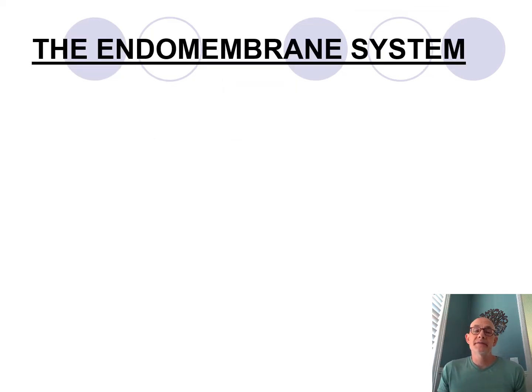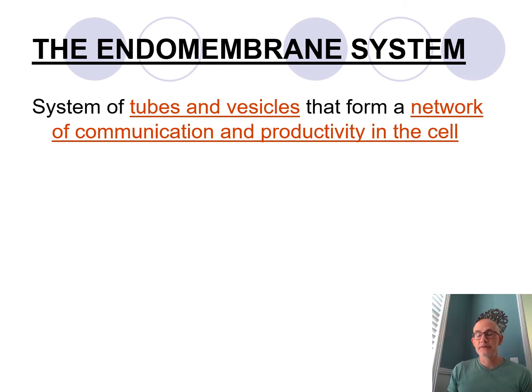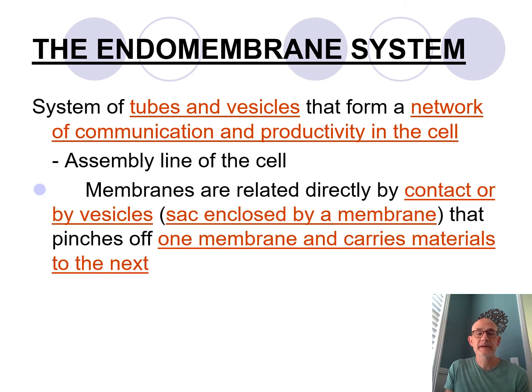Now inside of the cell, there is a manufacturing, shipping, sorting, and repackaging system that is known as the endomembrane system, endo for inside. And this is a system of tubes and vesicles that make stuff and ship it throughout the cell for important complexes inside of the cell and to ship things out like enzymes and neurotransmitters and things like hormones and things like oil and sweat. So it's basically an assembly line.